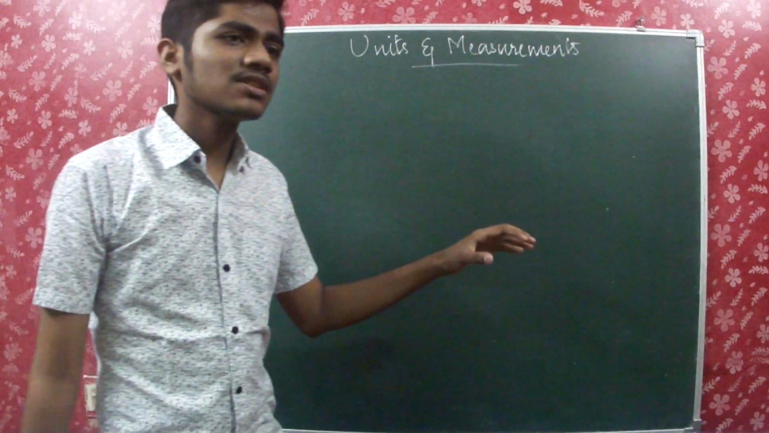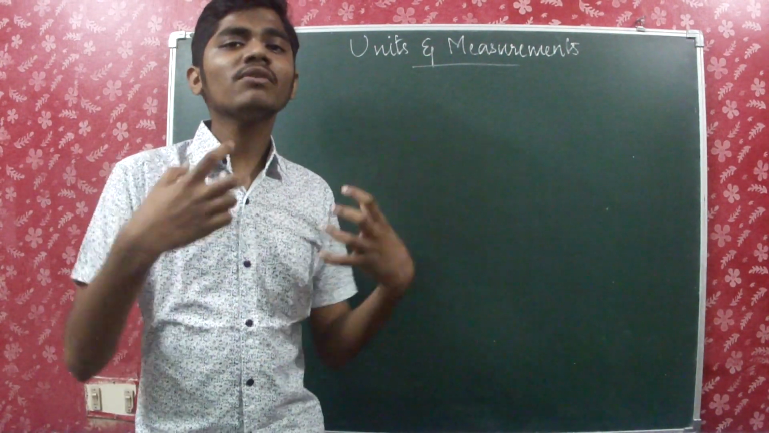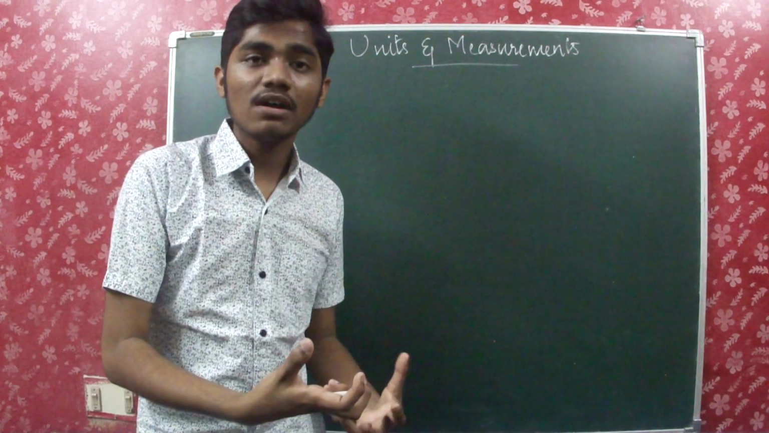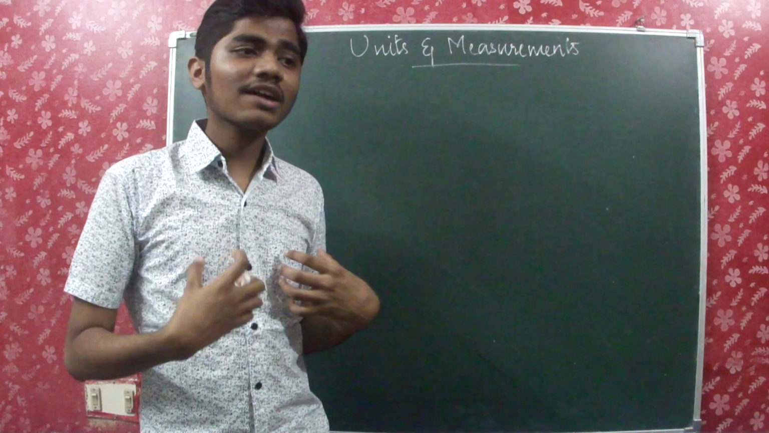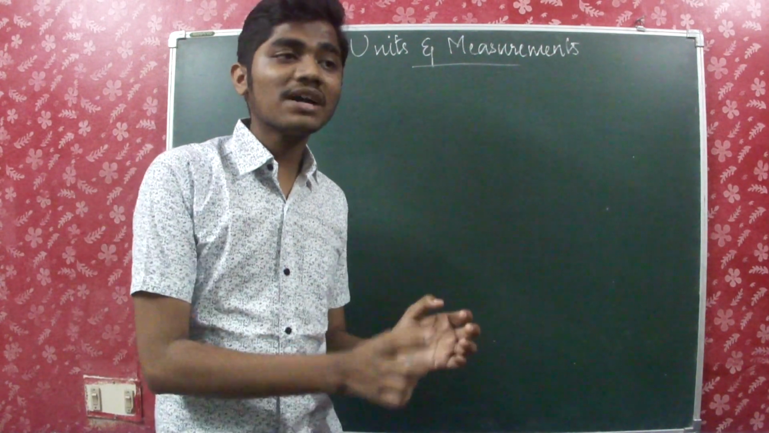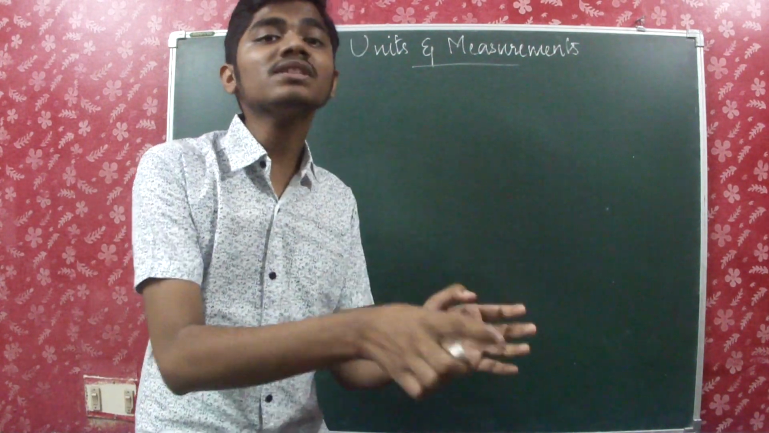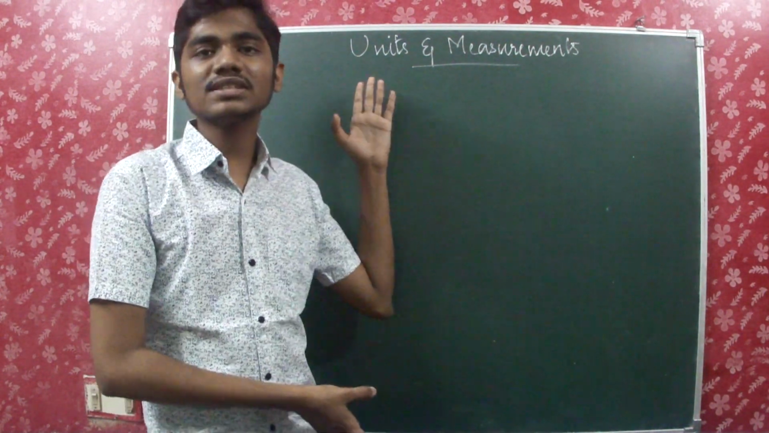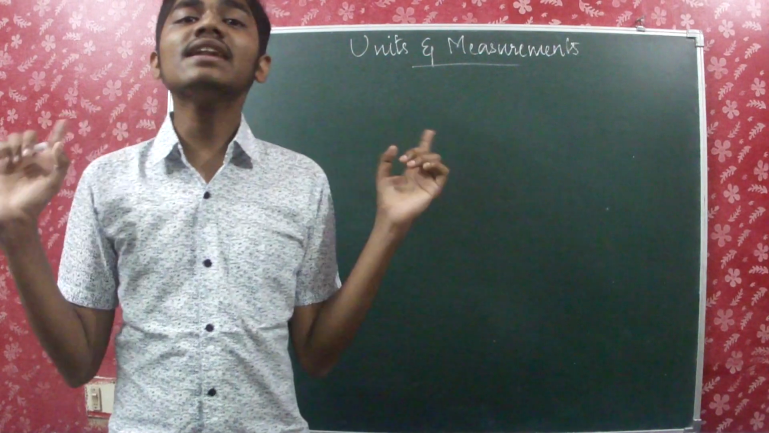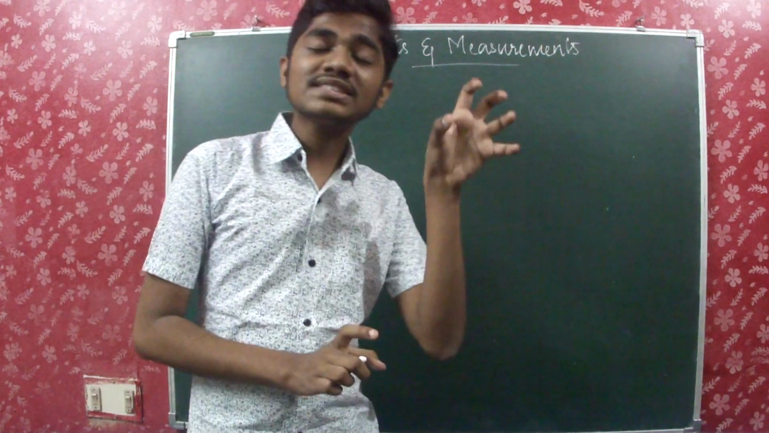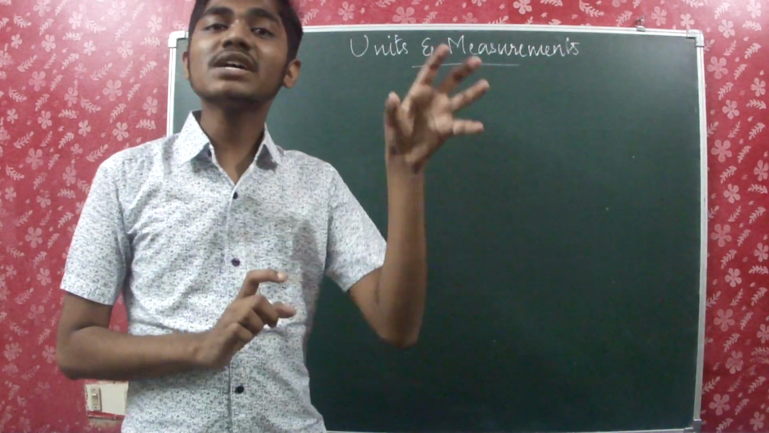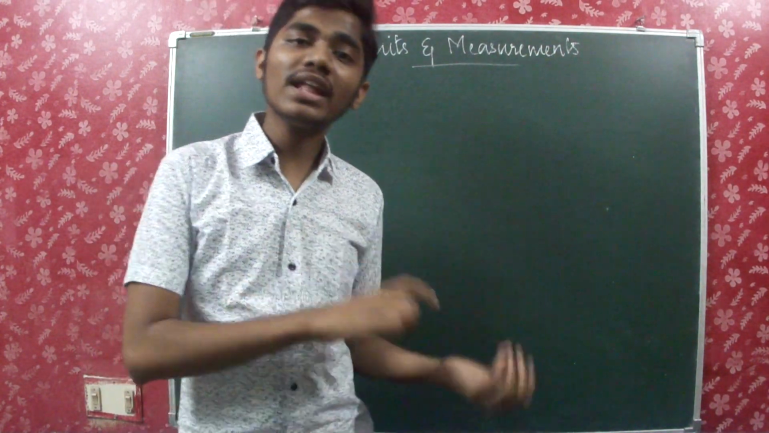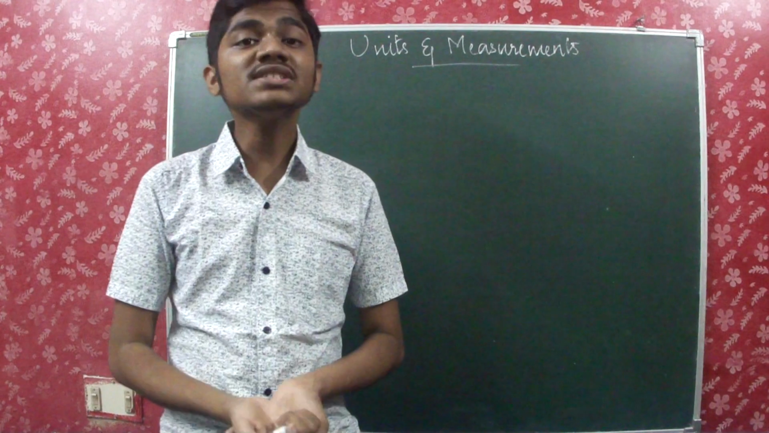Units and measurements. If I have to weigh my body's mass, I have to know what my body's mass is. What should I do? I have to measure my body's mass, and that will be a number along with a universally accepted factor, and that is known as a unit. It's an internationally accepted standard factor which is used to measure and represent physical quantities. For example, for length, the unit we have is meter.